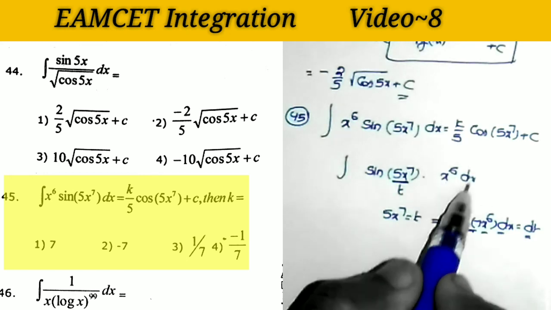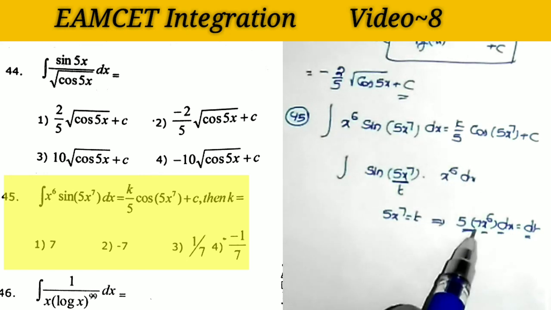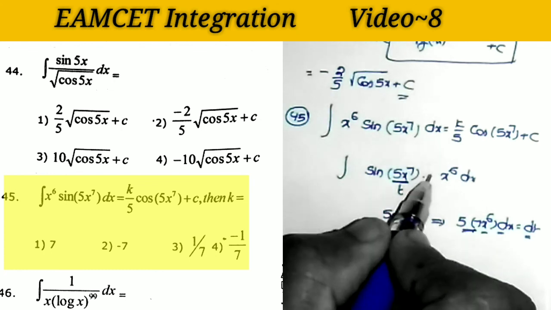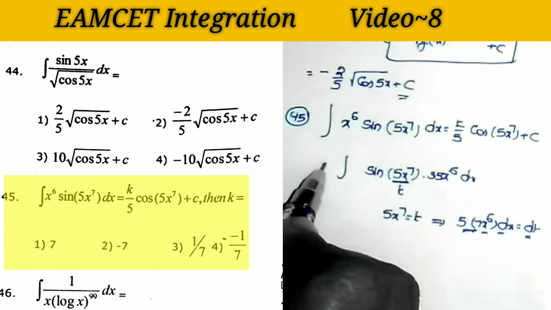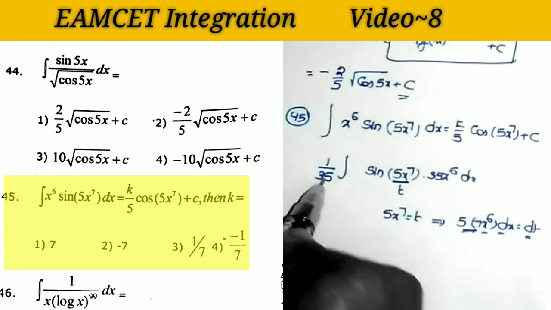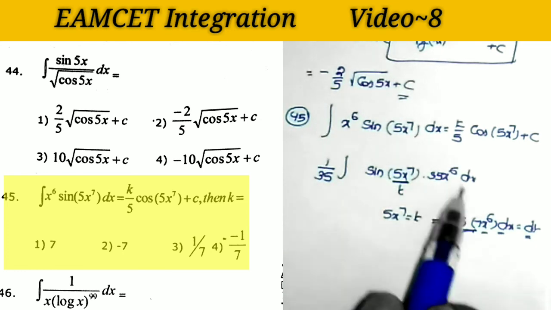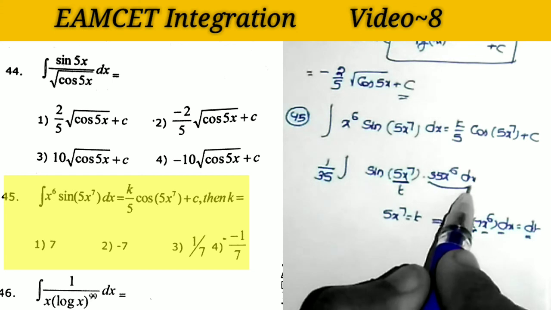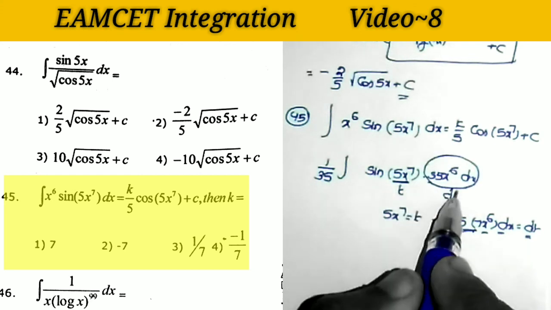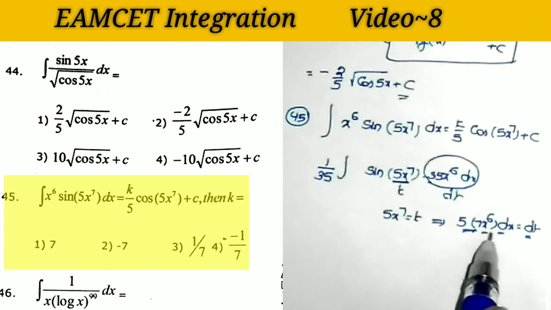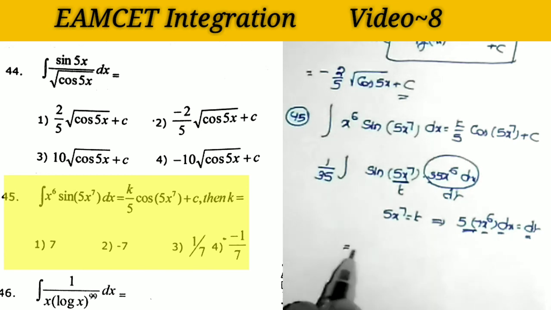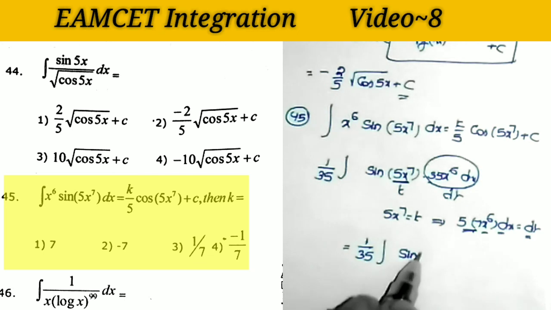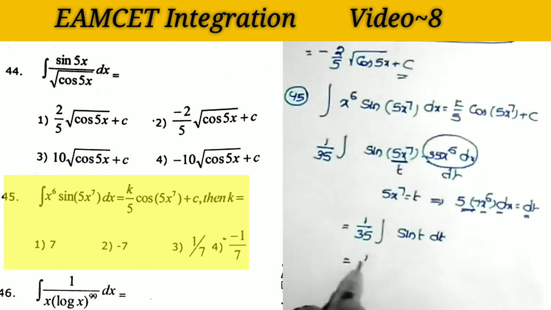Already here we have x power 6 into dx. Now what we want is the remaining value: 5 7s are 35. So I apply the number 1 by 35 here, like 1 by 35 into x power 6. Now this total value, 35 into x power 6 into dx, becomes dt. Now what is the question? 1 by 35 into integral sin t into dt. And what is the sin t integration? Sin t integration is equal to minus cos t. So minus cos t plus c.